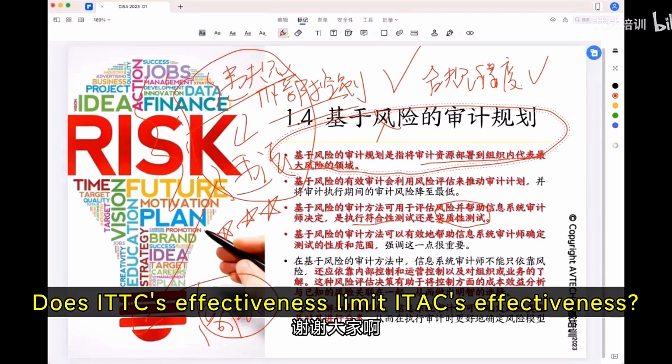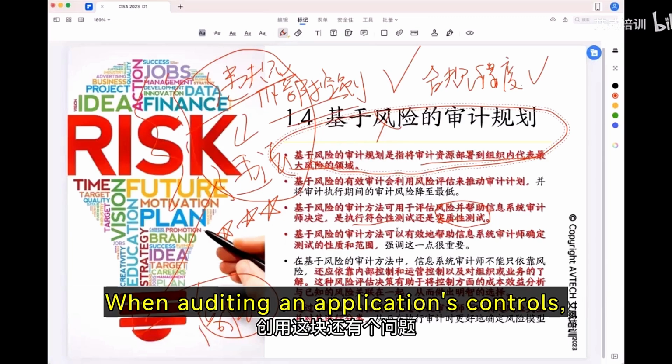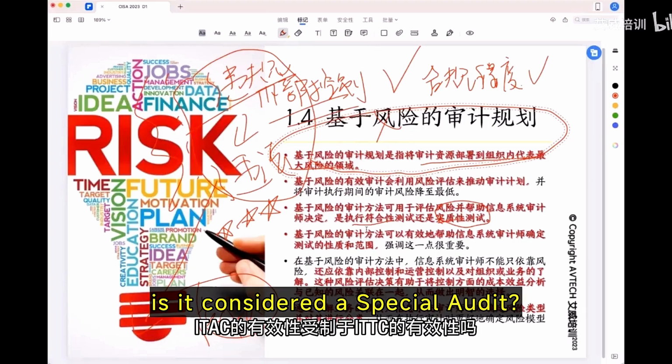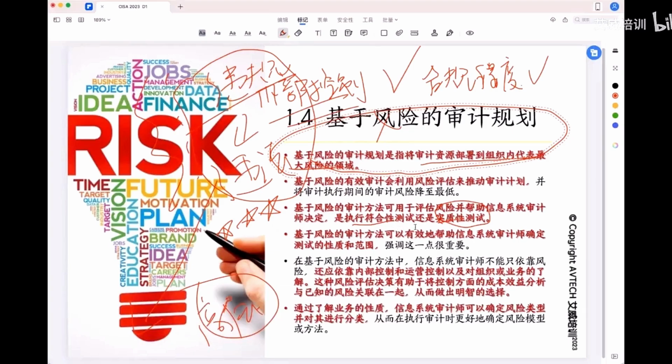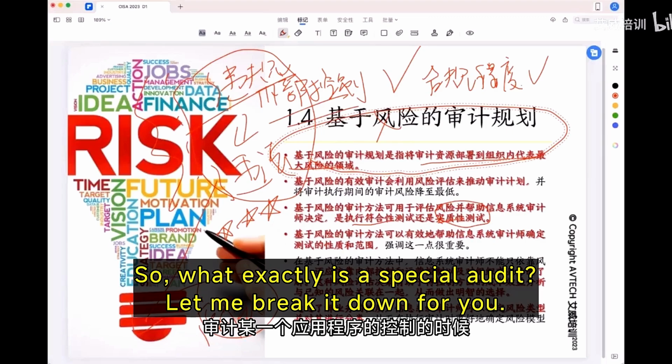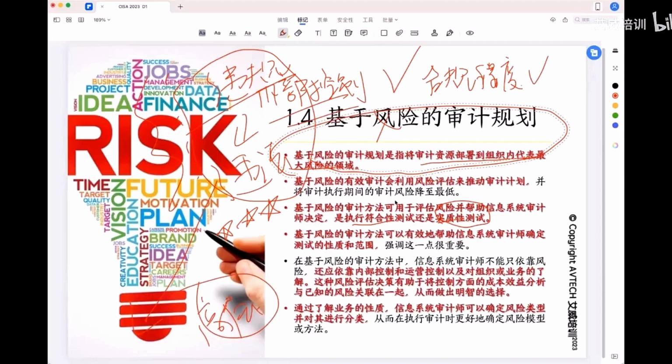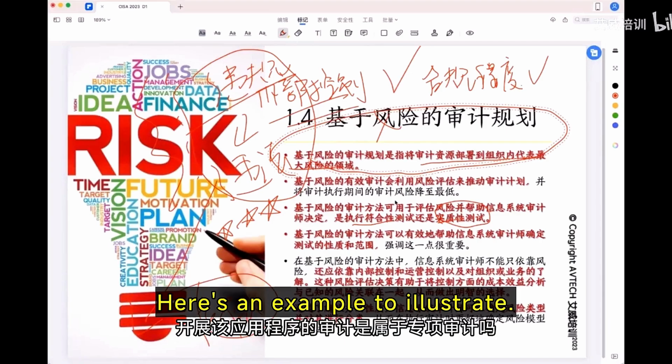Does ITDC's effectiveness limit ITSC's effectiveness? When auditing application controls, is it considered a special audit? So what exactly is a special audit? Let me break it down for you. Here's an example to illustrate. You'll get it right away.